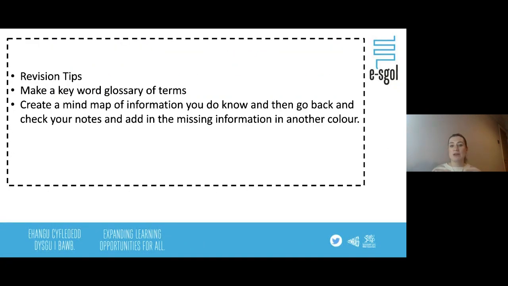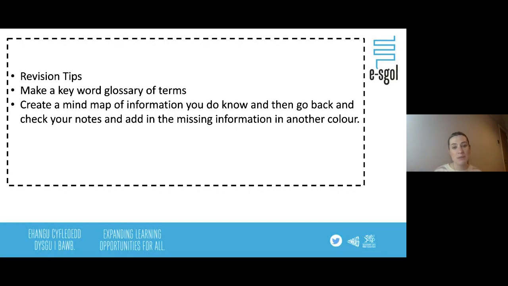Some revision tips then from me just to end this session. Make a glossary of key terms. It's really important. If you write them all down, define them, remove the ones you can easily define, write a new list of other definitions of other keywords, and slowly you'll be able to define all of your key terms in psychology.